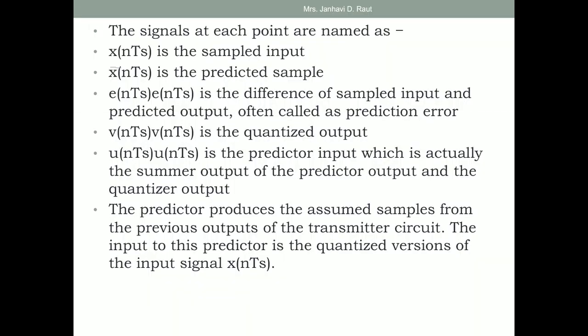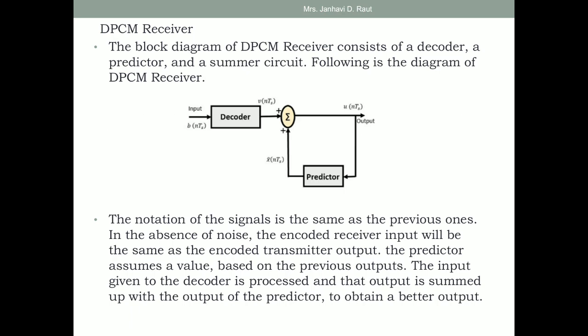The signals at each point are named x of t s, x bar of t s, and so on, such as at the predictor. Now the DPCM receiver. The block diagram of the DPCM receiver consists of a decoder, a predictor and a summer circuit. The notation of signals is the same as the previous ones.